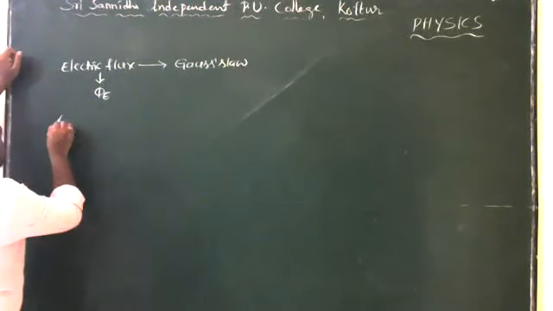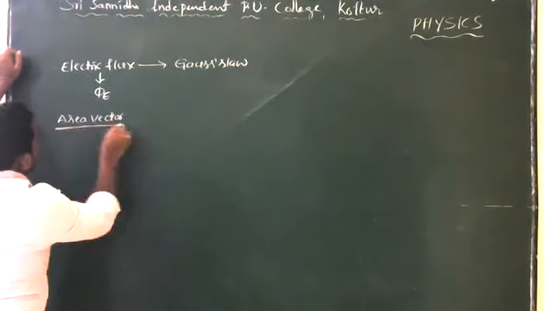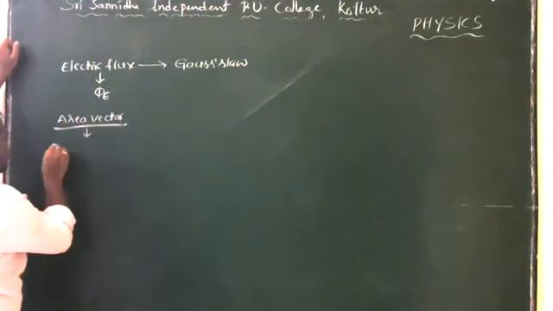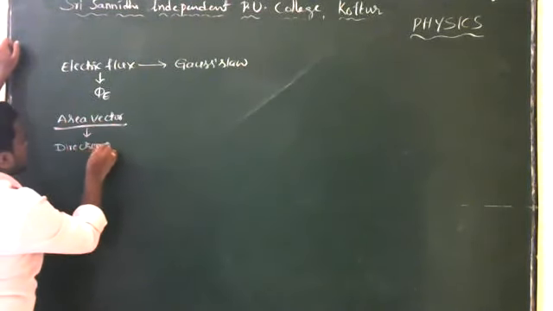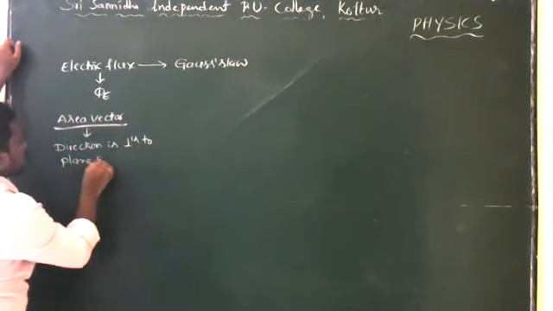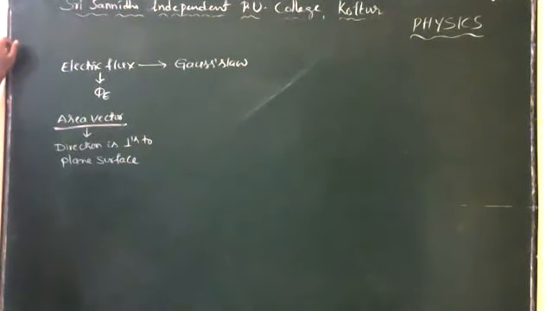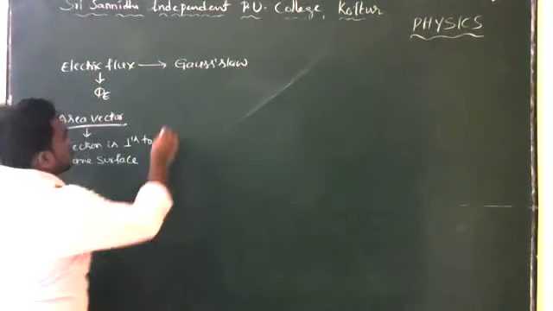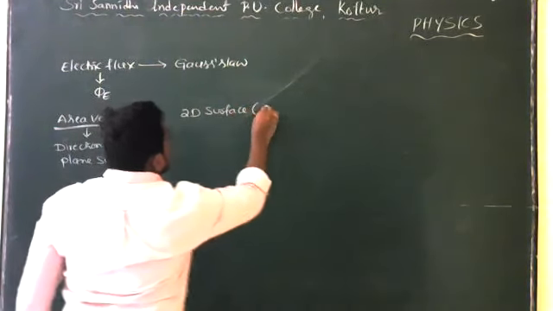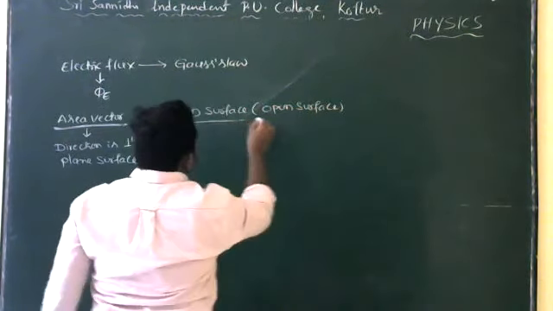So here we shall discuss the area vector. The area vector direction is perpendicular to the plane surface. For example, in the case of two dimensional surfaces, 2D surfaces mean open surfaces.